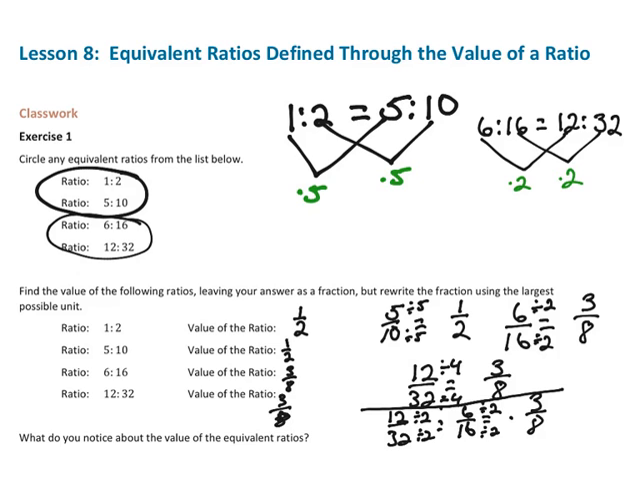The question asks, what do you notice about the value of the equivalent ratios? Well, hopefully you notice that 6 to 16 and 12 to 32, while we determined above that they were equivalent, you can also see down below by finding the value, which is the ratio written as a fraction in its simplest form, that the value is also the same. So one way of determining whether or not ratios are equivalent is to write them as a fraction, simplify them, and see if the two fractions have the same simplified value.